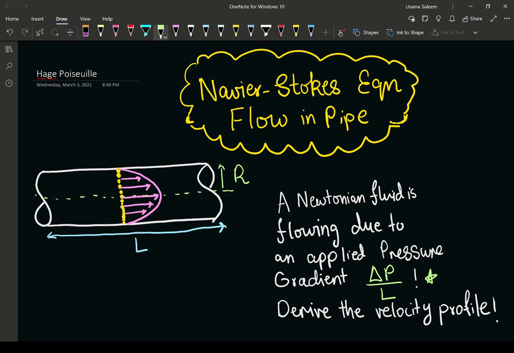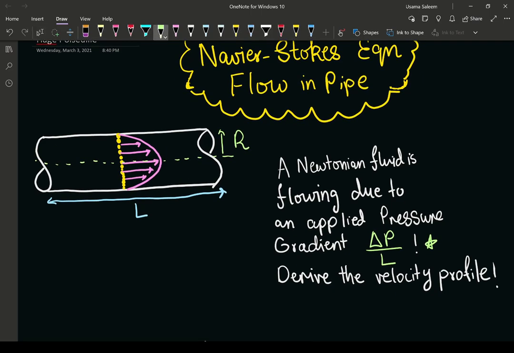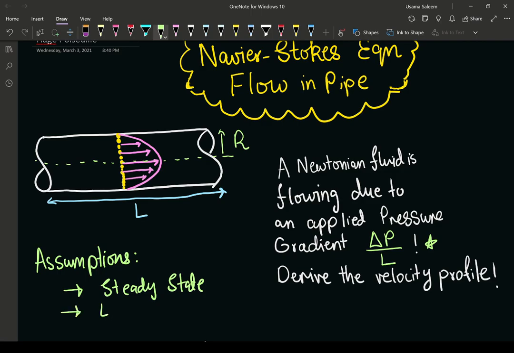Let me list my assumptions before I get going. One of my assumptions, of course, is steady state. We're also going to have laminar flow, and our fluid is obviously going to be incompressible. With that kept in mind, let's move on.